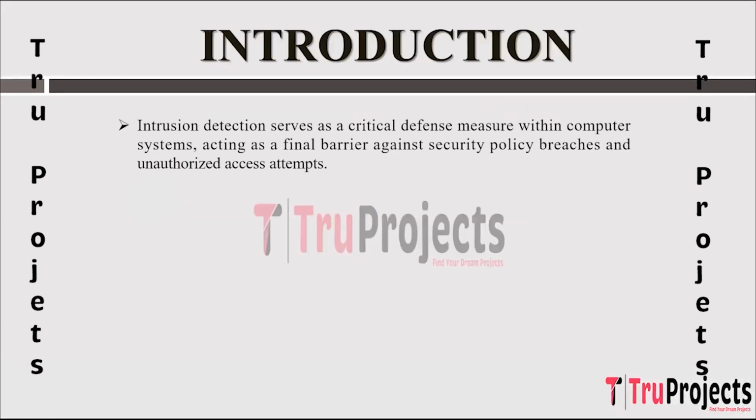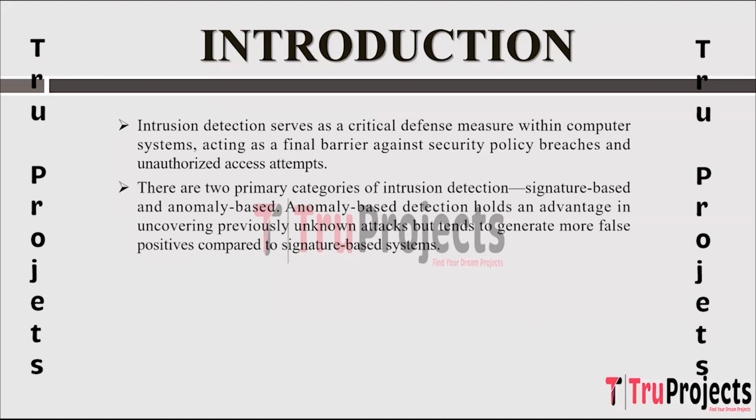Introduction. In the realm of computer systems, intrusion detection plays a pivotal role as a final defense mechanism. It acts as a safeguard, preventing security policy breaches and unauthorized access attempts, serving as a critical component in maintaining system integrity and safety. Intrusion detection methods fall primarily into two categories: signature-based and anomaly-based. Anomaly-based systems have an advantage in uncovering novel attacks that lack known signatures.